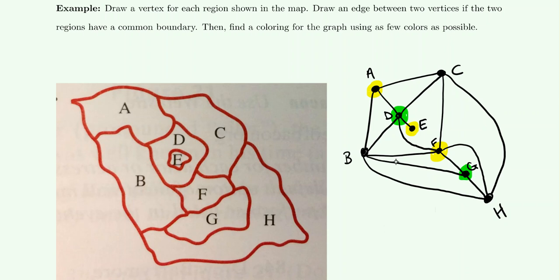Of the remaining uncolored vertices, we've got B here. C is not directly connected to B, so C can share the color. Now, H is directly connected to B and C, so it can't share the same color. So our last vertex, H, can't share any of the earlier colors because it's directly connected to a vertex that has that color, but we could give it a new color, orange. And with this, we have colored this map like so.